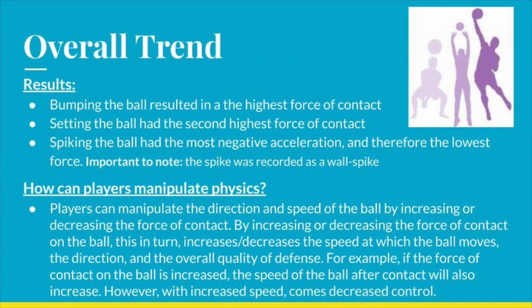There are many ways players can manipulate physics throughout a game of volleyball. In this case, players can manipulate the direction and speed of the ball by increasing or decreasing the force of contact. By increasing or decreasing the force, this in turn increases or decreases the speed at which the ball moves, the direction, and the overall quality of defense. For example, if the force of contact on the ball is increased, the speed of the ball after contact will also increase. However, with increased speed comes decreased control.